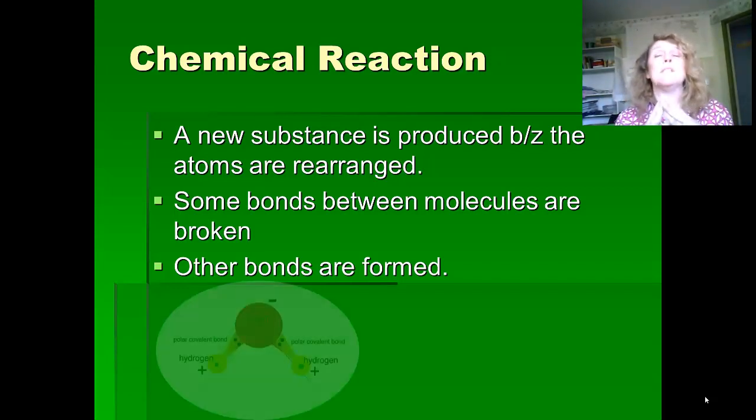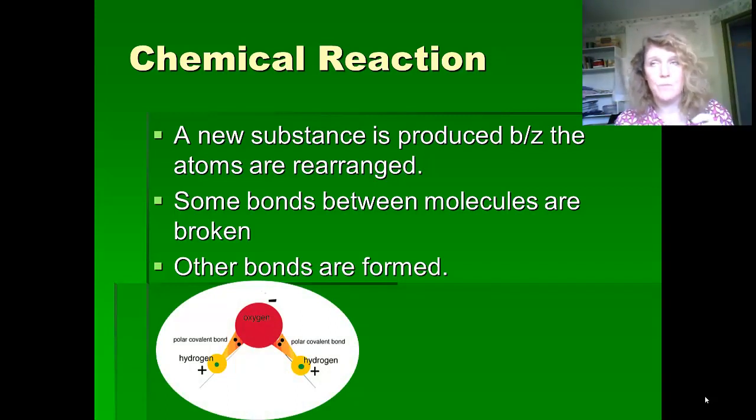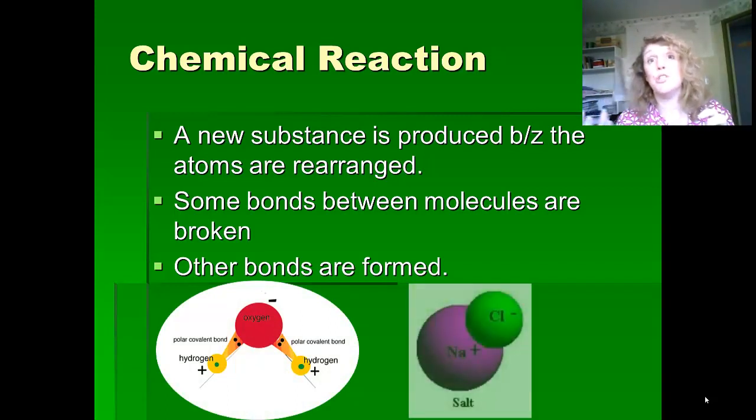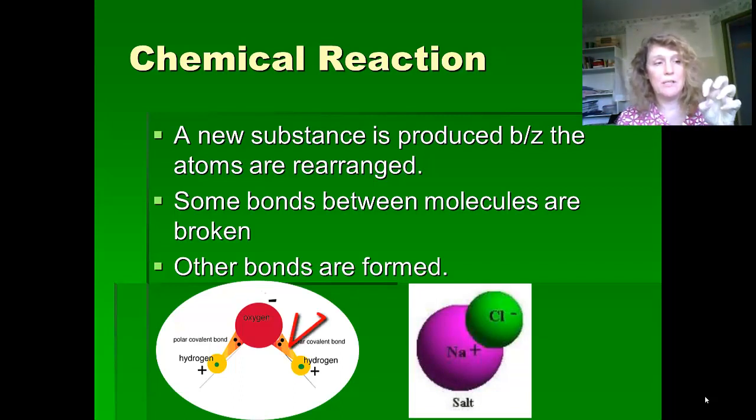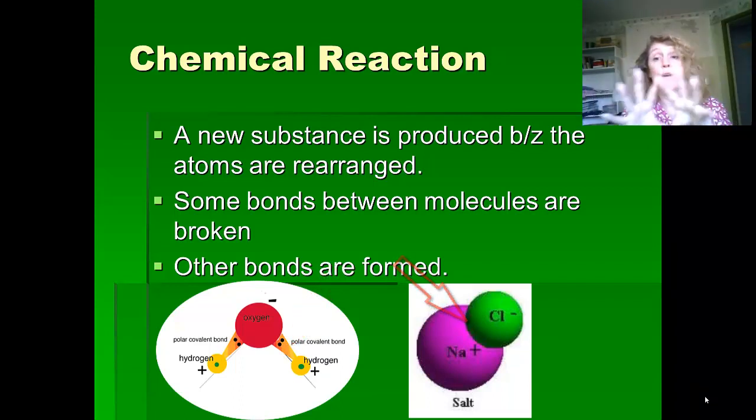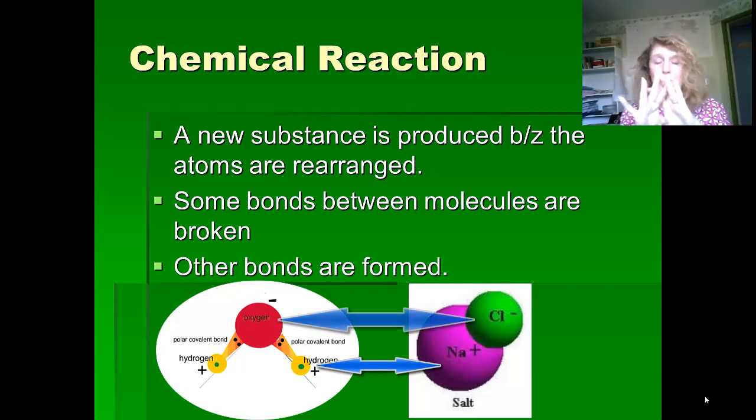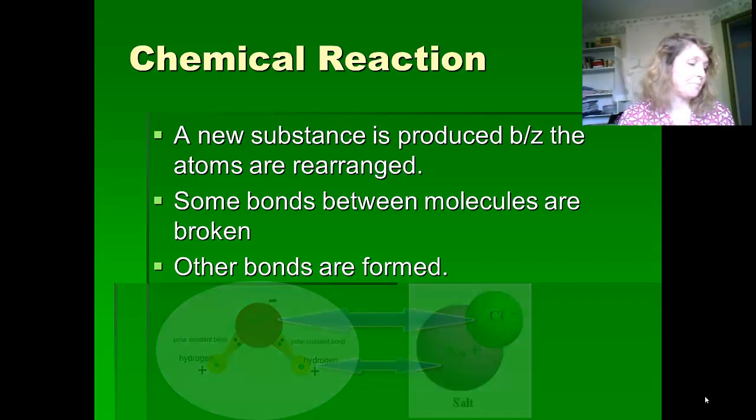If you've got something like water, which is H2O, and then you've got something like salt, which is NaCl. What I'm talking about is breaking apart the bonds that hold the water together and breaking apart the bonds that hold the salt together, and then reforming bonds so that now these two form one molecule and these two form another molecule. Does that make sense? That's what we're talking about here.